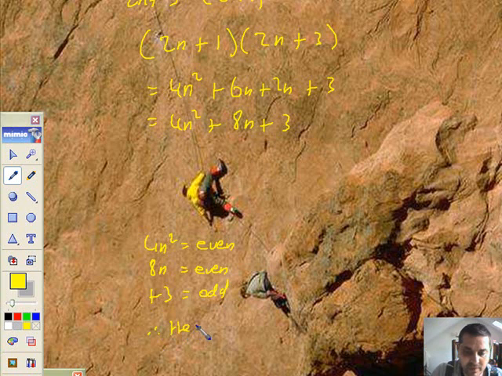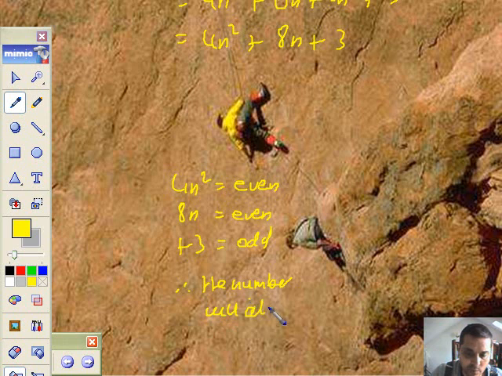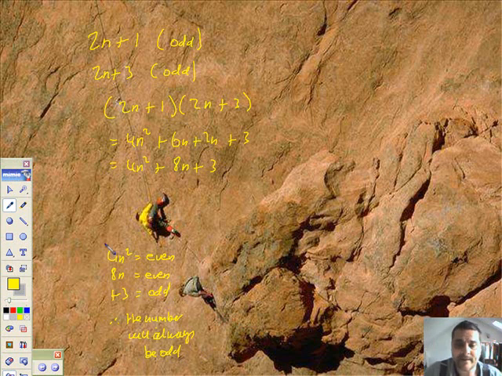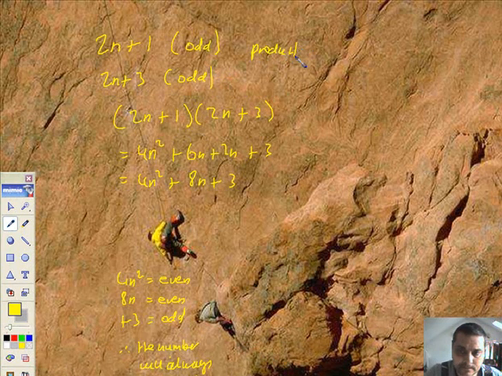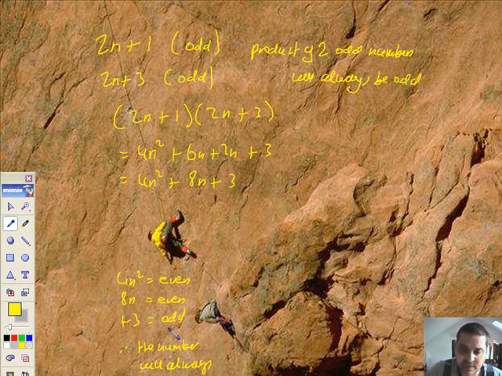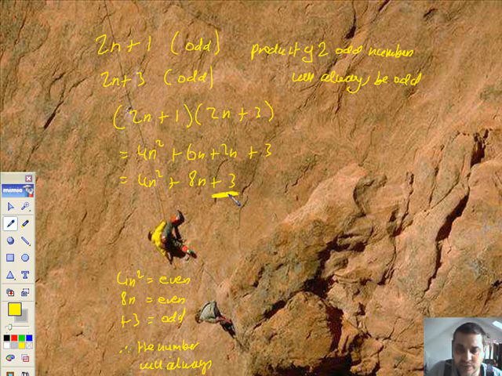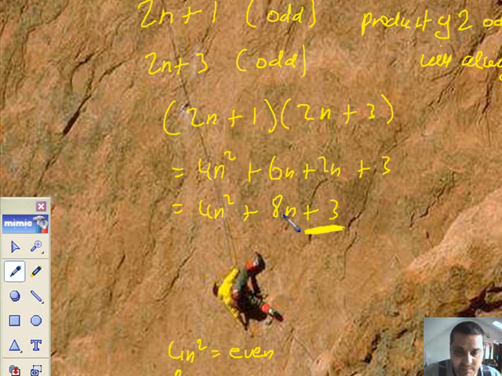Therefore the number will always be odd. Is that okay? Well, the product of two odd numbers will always be odd. And I proved it because I ended up with a 3 at the end there. So whatever you do, as soon as you add 3 to a number, you've become odd, haven't you? Because these two numbers added together make evens. That's that.